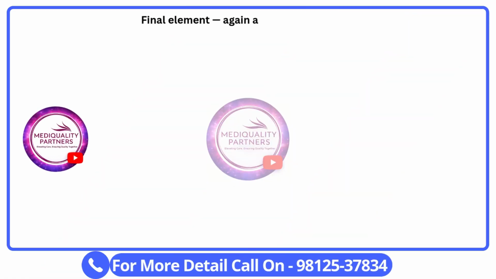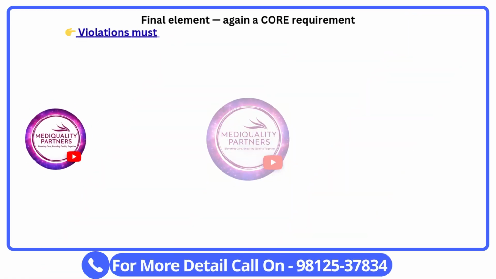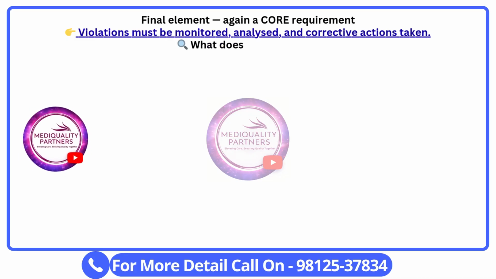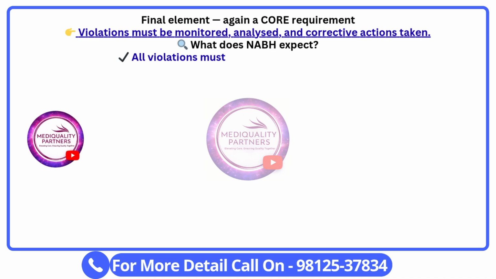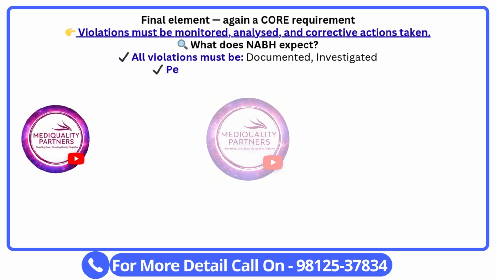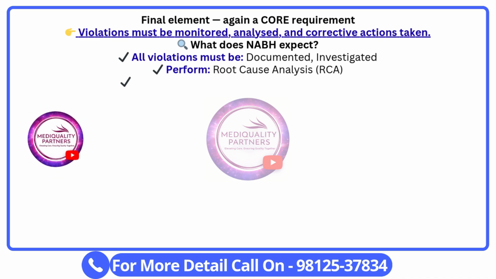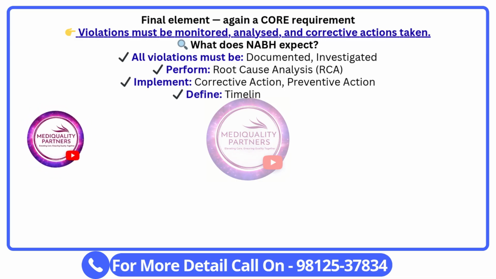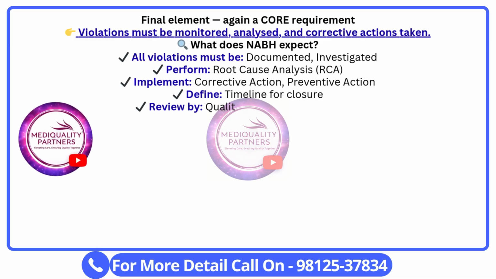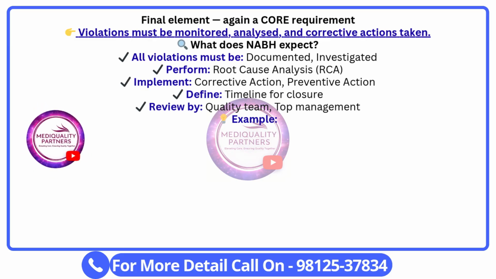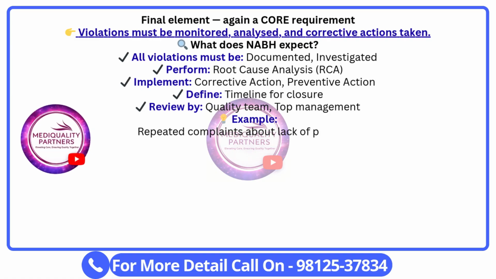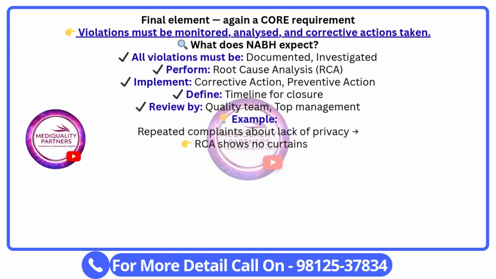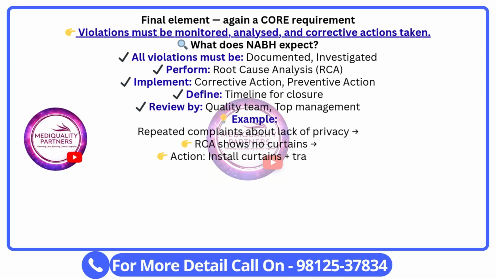Final element, again a core requirement, violations must be monitored, analyzed, and corrective actions taken. What does NABH expect? All violations must be documented, investigated, perform root cause analysis, RCA, implement corrective action, preventive action, define timeline for closure, review by quality team, top management. Example, repeated complaints about lack of privacy, RCA shows no curtains. Action, install curtains and train staff. This is called a closed-loop system.